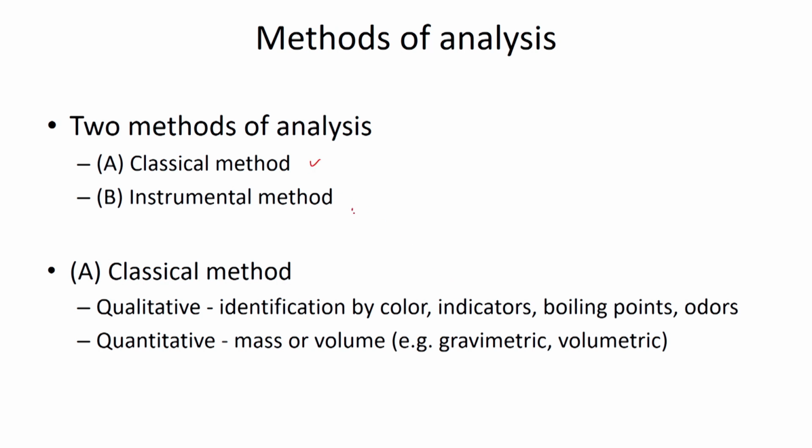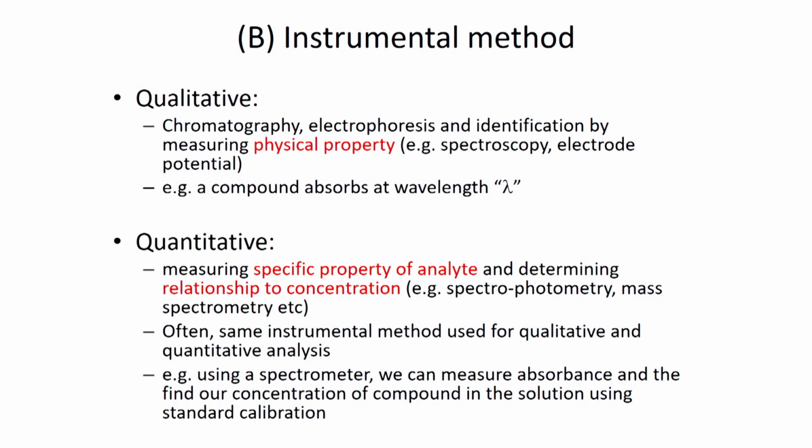one is classical and the other is instrumental. In the classical methods, you can have both qualitative and quantitative: identification by color, indicator or boiling points, odor, etc. So that is just qualitative information that something is there, the analyte is present, but it does not give information about how much is present. And then quantitative, like mass or volume, so you have gravimetric or volumetric measurement. Here you know how much mass or volume is present.